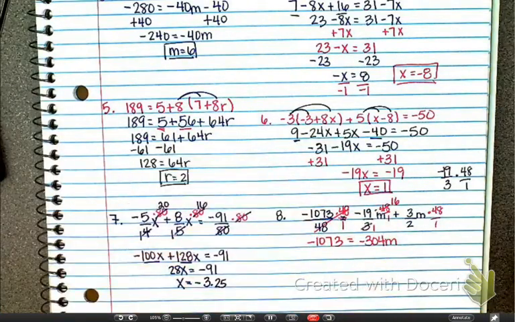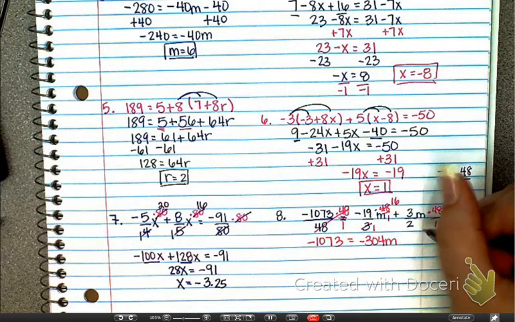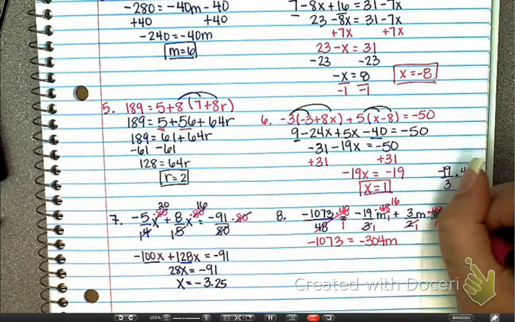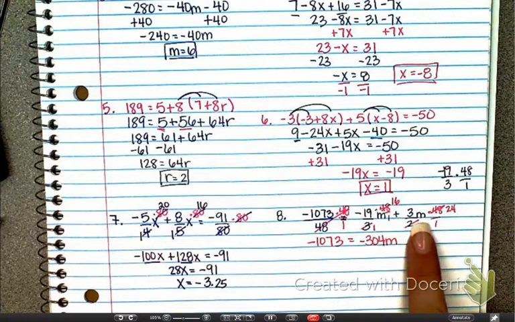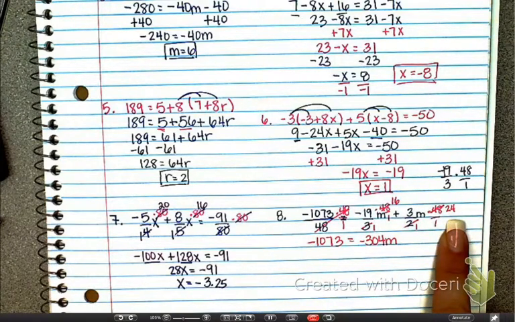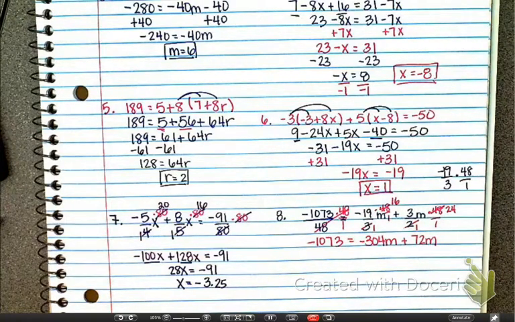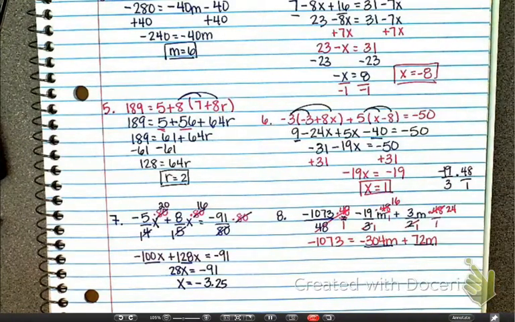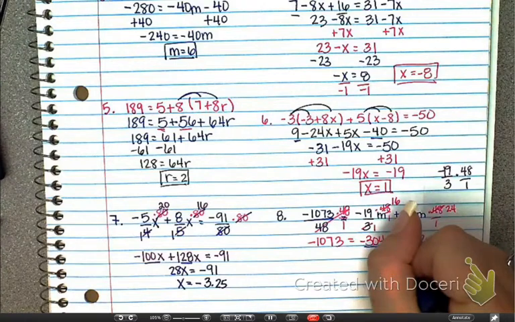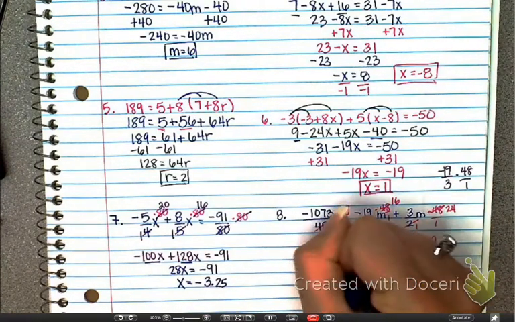What can I simplify here? The 2 with 48, which would give me 24. So my denominator is a 1. 3 times 24 is 72m. Do I have any like terms? Yes. Negative 304 plus 72. Negative 232m equals negative 1073.